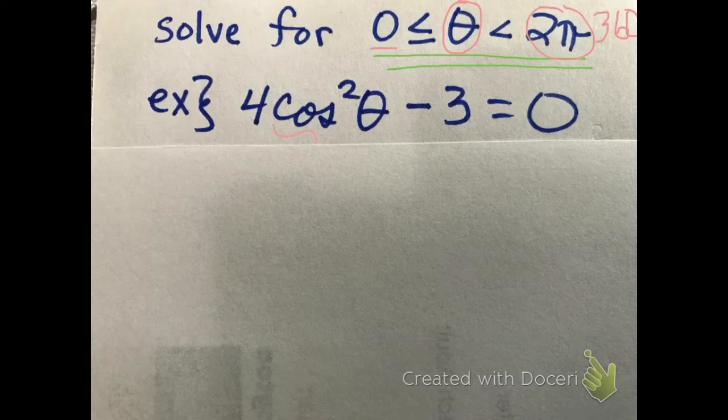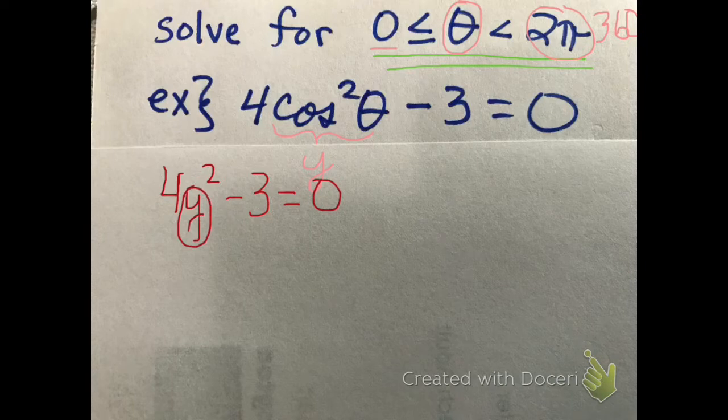Now, what you need to do is you need to treat the trig function like a variable. How about the letter y? Okay? So if we do that, this is no different than solving 4y squared minus 3 equals 0. Now to solve for y, you would do 3 steps. You would add 3, divide by 4, and then square root both sides. So that's what I'm going to do here.